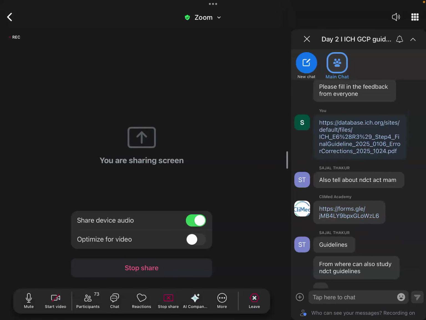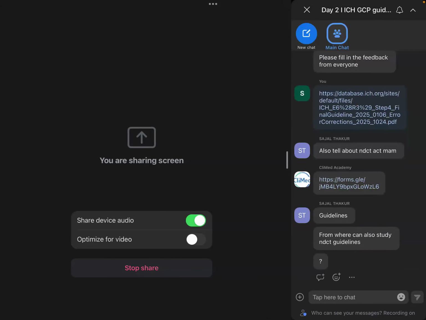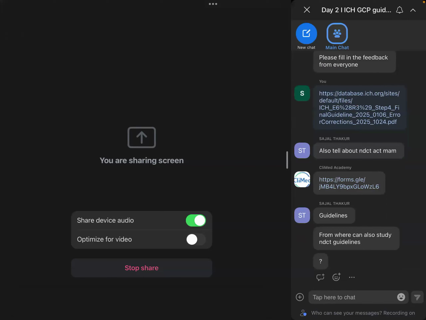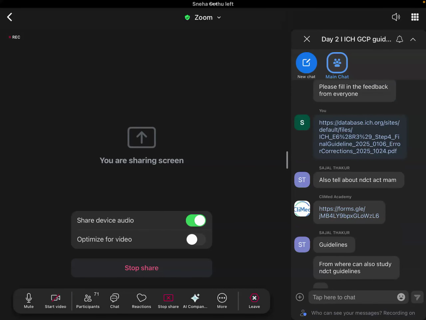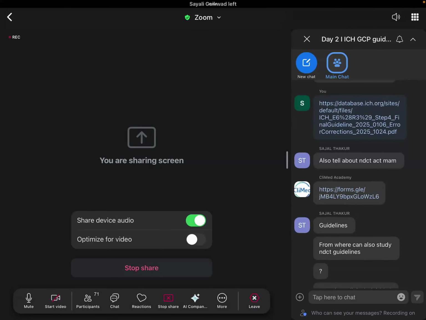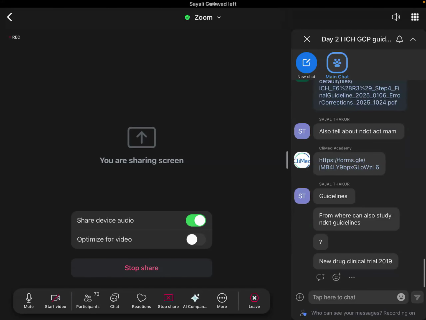NDTC, is that what you are referring to? National guidelines? Sejal, can you explain? If you want me to unmute you, I have asked you to unmute so you can explain. New drug clinical trial 2019, ma'am, is what she said.